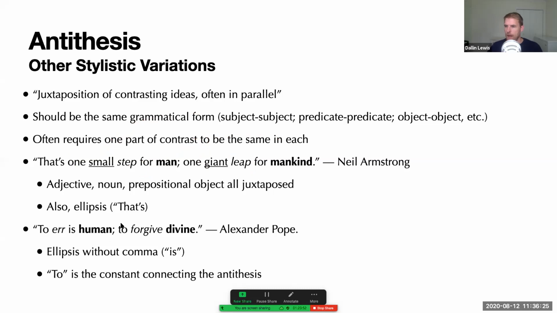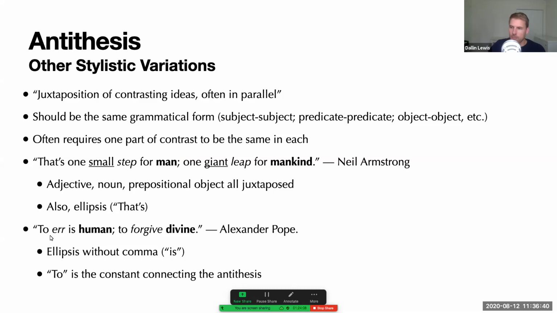Okay. And notice also the ellipsis. We are missing the "that" from right here that we have here. That's one small step for man. That's one giant leap for mankind. Doesn't have quite the same punch, so we dropped the "that," or at least Neil Armstrong did.